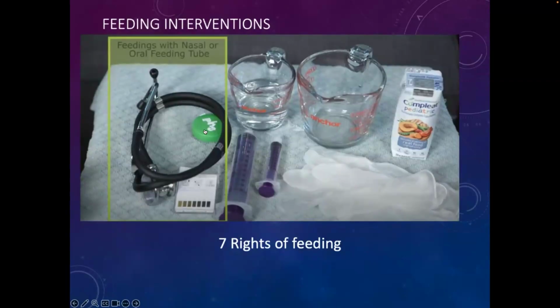Right, number 5 is the right method. Are you going to be giving it as a gravity feed? Or is this just an intermittent bolus over an hour, over 2 hours? There's another type of feeding method called trophic feeds, that we use in the neonates.